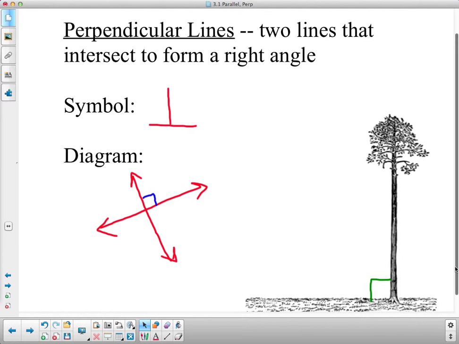Another term is perpendicular lines. Two lines that intersect to form a right angle. So they don't just intersect, but they intersect to form a right angle. Dallas, new notes? Intersect to form a right angle. How many degrees is a right angle? 90.